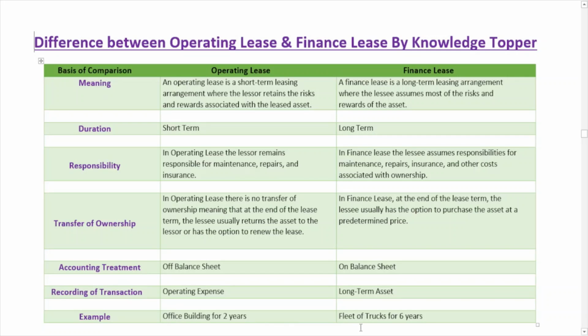If we take an example of a finance lease, consider a transportation company that is leasing a fleet of trucks for a period of 5 years. The lessee is responsible for all maintenance, repairs, and insurance costs, and at the end of the lease term the lessee has the option to purchase the trucks at a predetermined price. So that is all about the differences between operating lease and finance lease.